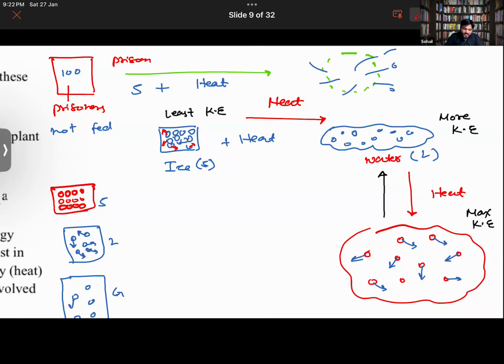Like earlier, all the molecules of the ice are compactly packed. They want to break free, they want to become liquid state, but in order to do that, they need some energy in the form of heat, right now, and then they will be converting into liquid state, right? So kinetic energy is basically giving them like food, right now.